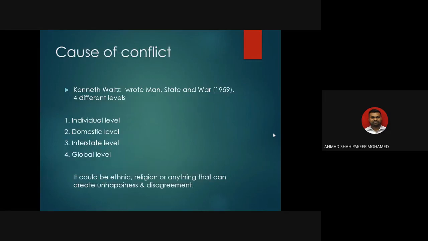Okay, Kenneth Waltz wrote his book Man, the State and War in 1959, saying that there are four different levels of conflict. First is the individual level, second is domestic, third is interstate, and fourth is the global level. So it could be ethnic, it could be religion, it could be anything that can create unhappiness and disagreement. But the level of conflict will be these four stages.